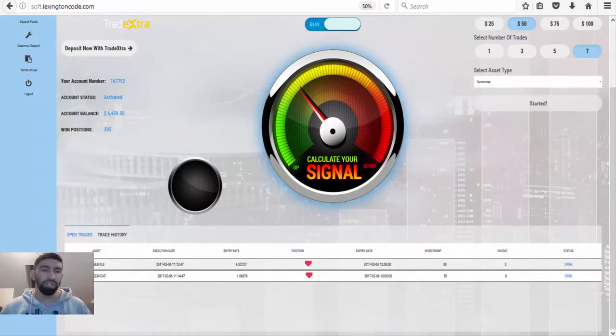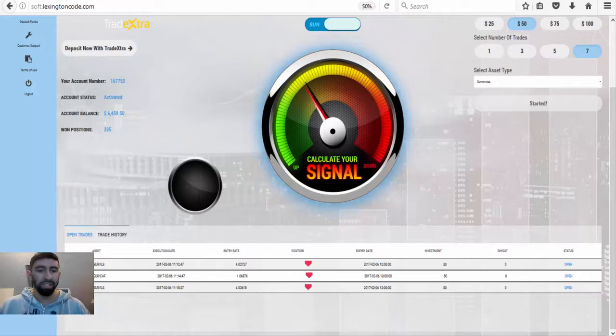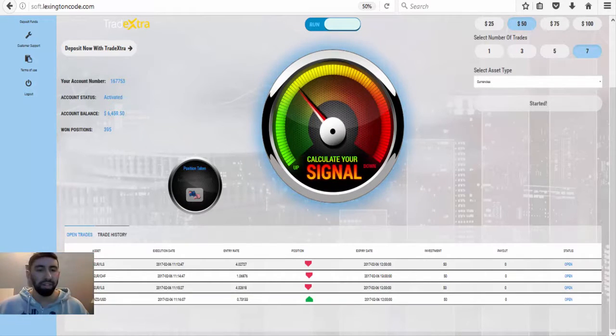All right, there's our second trade, the Euro CHF for a put. There's our third position, another Euro ILS for another put. So that right there, we have two entries for the Euro ILS for a put position. That's a possible indication that Lexington Code has identified a downward trend. So hopefully we're correct in this matter. Right, there's our next trade, the NZD USD for a call.